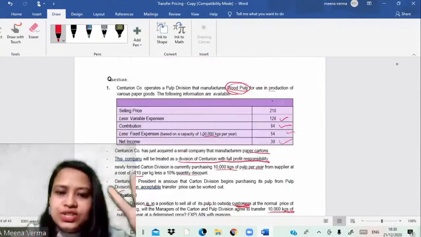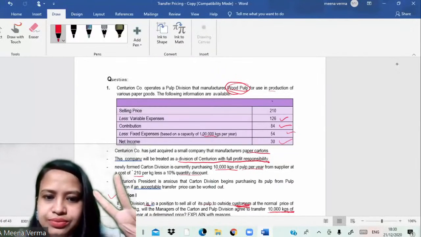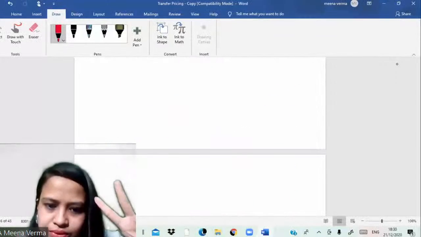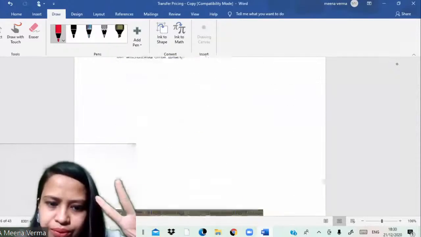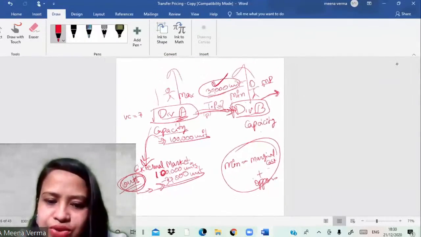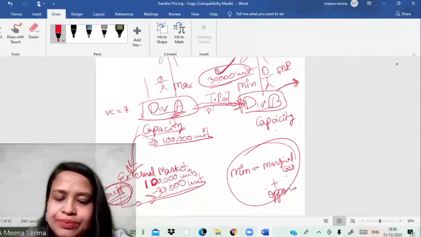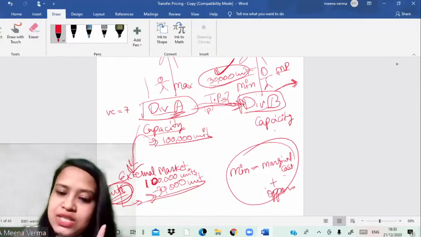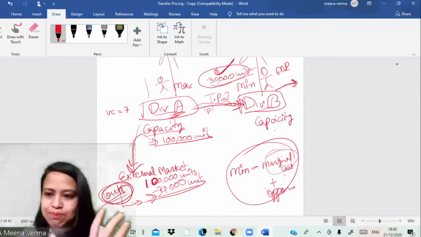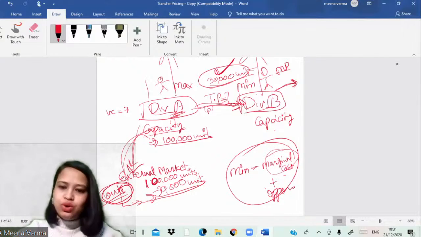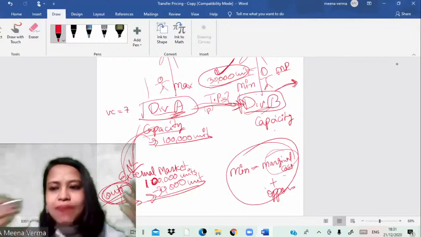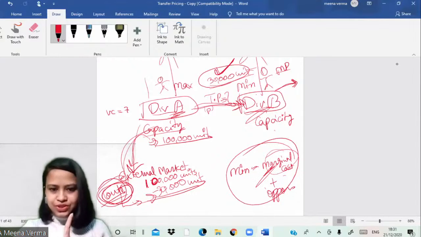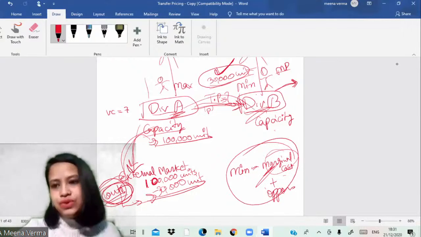Tell me quickly. How to find it? We have two conditions. We have already discussed that two conditions may arise. One, when the organization has spare capacity. If the organization has spare capacity, the minimum price will be the marginal cost. But if we are using the entire capacity, meaning you can produce 1 lakh units and sell the entire 1 lakh units to the market, and another division is demanding your product, then we will charge marginal cost plus any contribution which we are losing because of the transfer of the goods to the respective division. We want to recover that.